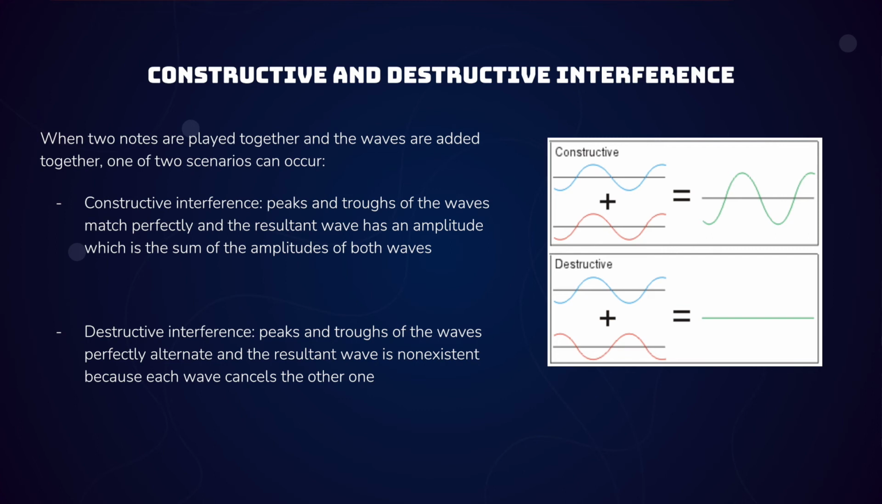And secondly, we have destructive interference. Destructive interference happens when the peaks and troughs of the waves perfectly alternate with each other, and the resultant wave is non-existent because each wave cancels out with the other one. And now we can see this through the bottom image on the right, in which we have two waves where the peaks and troughs are exactly opposite of each other, which results in a singular line, which shows that the wave itself has been canceled out.